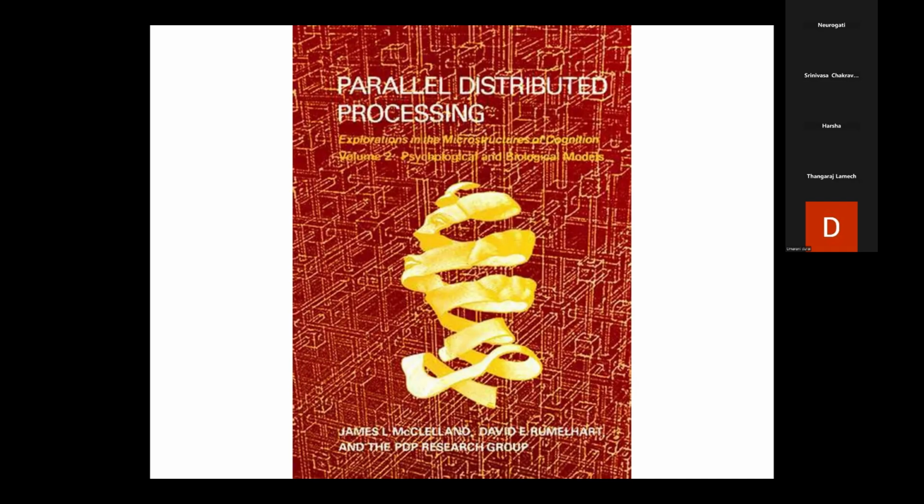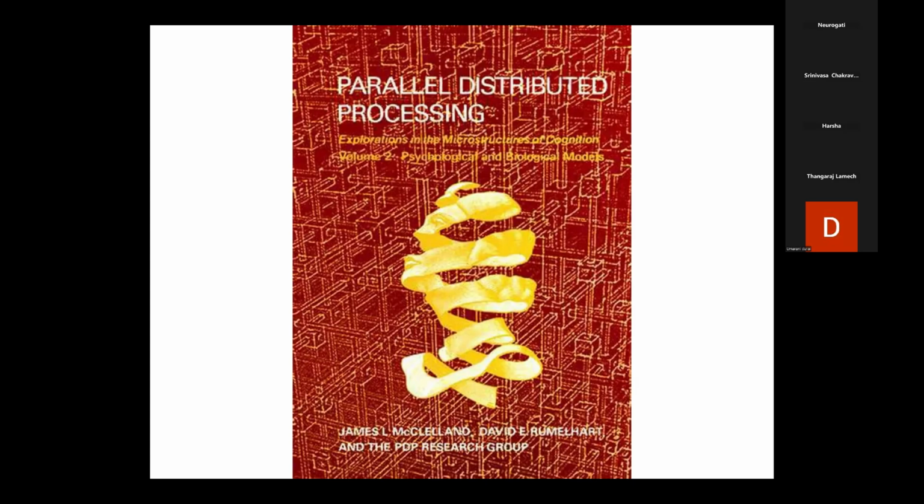In the wake of that revolution, a group of people started a conference series and published a lot of papers, which were compiled into two volumes. It's called Parallel Distributed Processing, with the tagline Explorations in the Microstructure of Cognition. A very beautiful expression. So they asked, how does the brain do cognition?